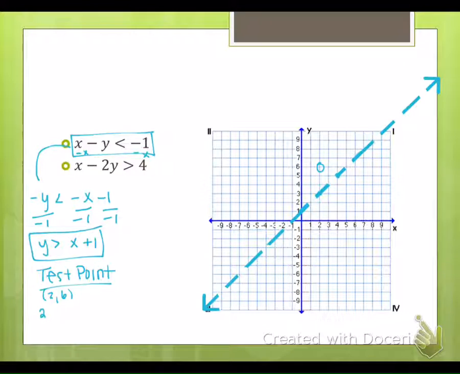So I do 2, or not 2, sorry. 6 is greater than 2 plus 1. Is 6 greater than 3, Alex? Yeah. So that's true, so he chose the right side of that.